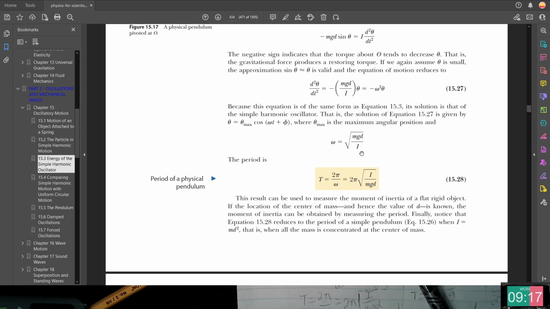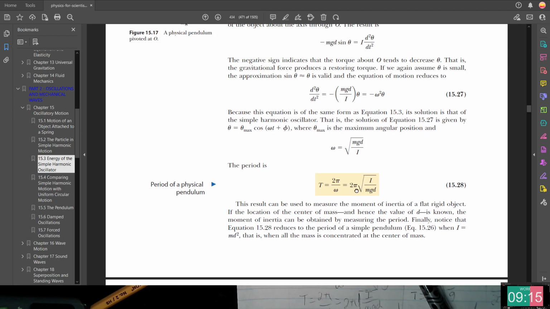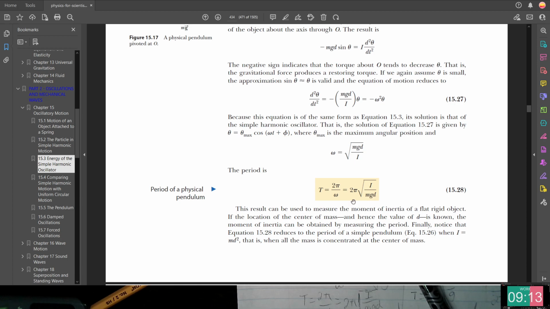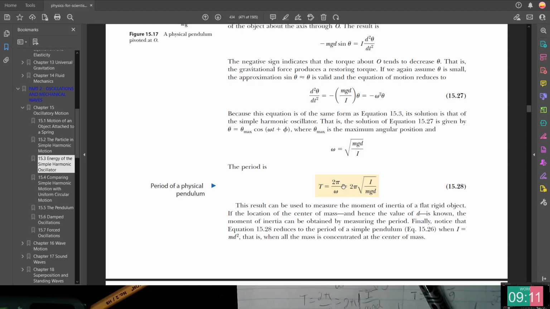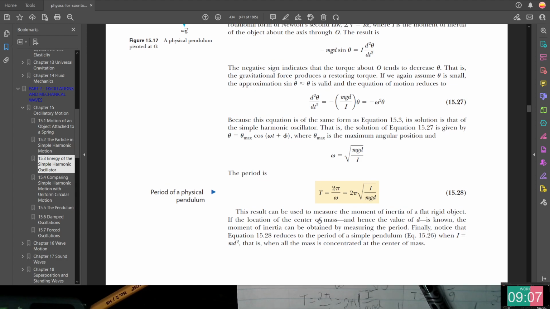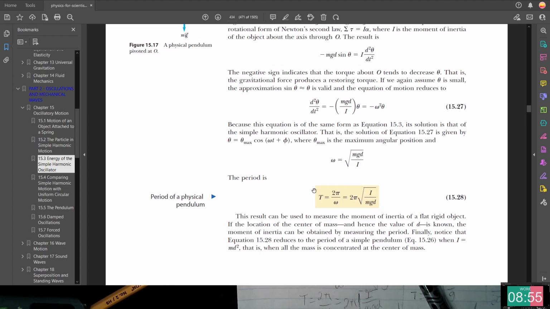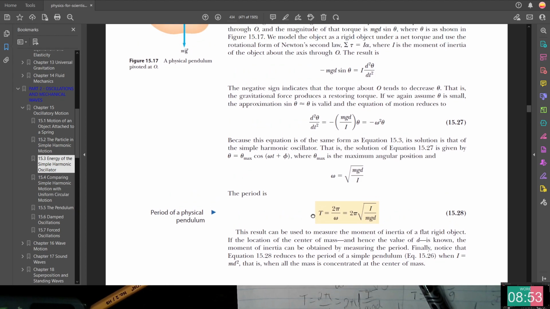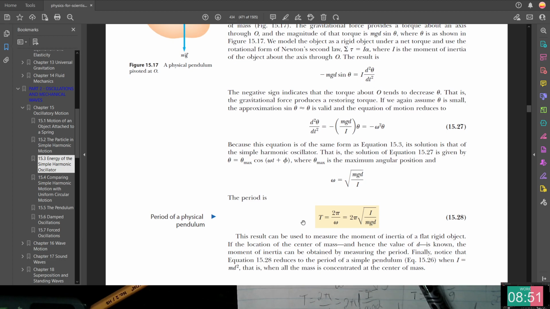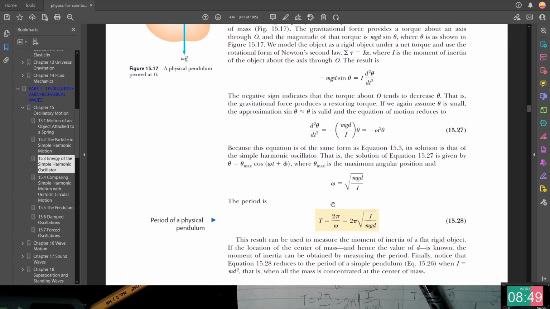This result can be used to measure the moment of inertia of a flat rigid object. The location of the center, the value d, is known. The moment of inertia can be obtained by measuring the period. Finally, notice that equation 15.28 reduces to the period of a simple pendulum, equation 15.6, when I equals md squared, that is when all the mass is concentrated at the center of mass.